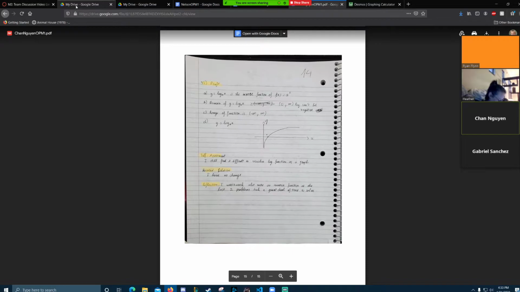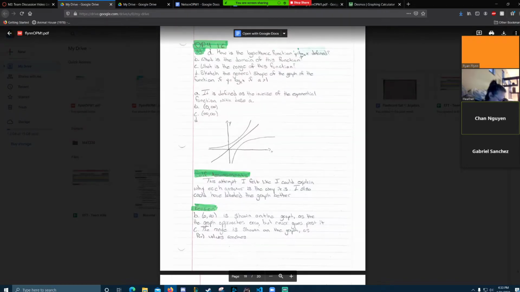Okay, let me look at the question real quick. Yeah, I have it up here if you want me to read it. It's: how is the logarithmic function y equals log base a of x defined? What is the domain of this function? What is the range of this function? And then sketch the general shape of the graph of the function y equals log base a of x if a is greater than 1.